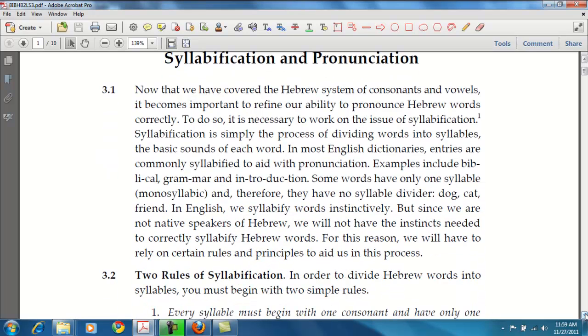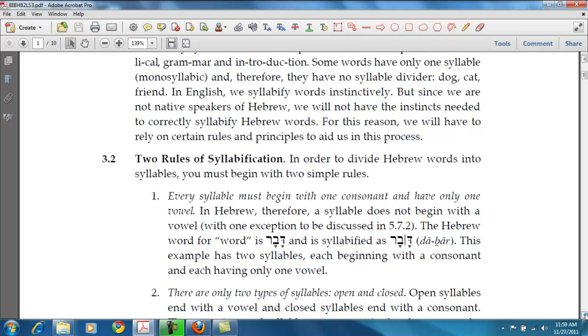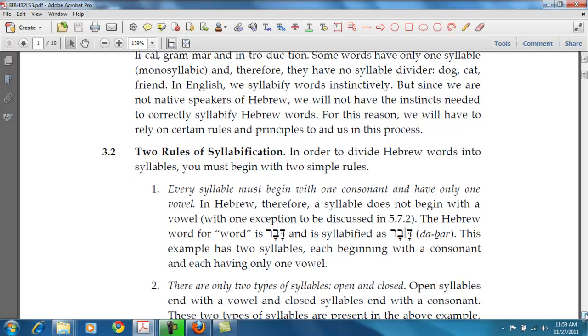In English, we syllabify words instinctively, but since we are not native speakers of Hebrew, we will not have the instincts needed to correctly syllabify Hebrew words. For this reason, we have to rely on certain rules and principles to aid us in this process. Now, according to Basics of Biblical Hebrew 3.2, the two rules of syllabification. In order to divide Hebrew words into syllables, you must begin with two simple rules.